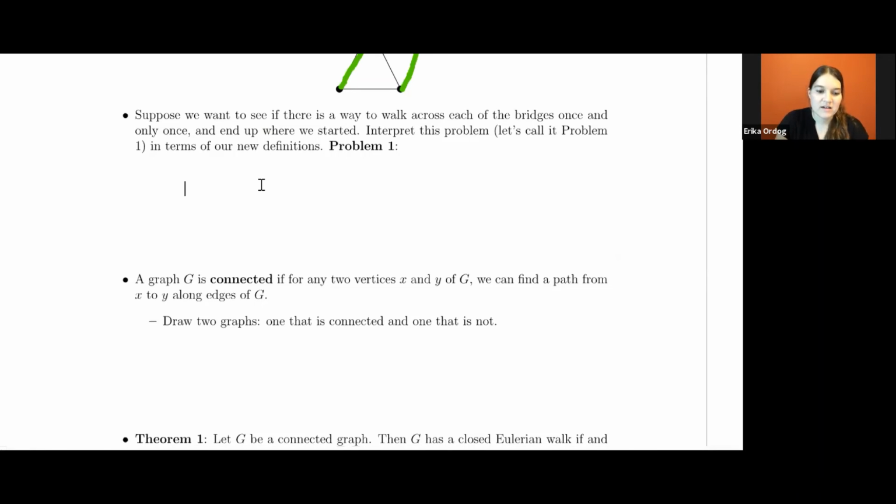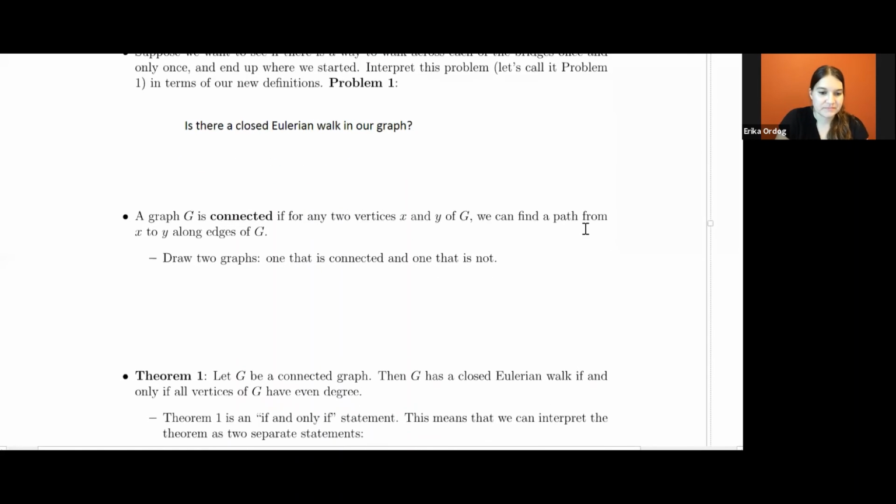So now that you're back, we want to walk across each of the bridges. Okay, so that means we want it to be an Eulerian walk, once and only once, and end up where we started. That means we want it to be closed. So our problem is: is there a closed Eulerian walk in our graph? And we'll see how we can figure this out.